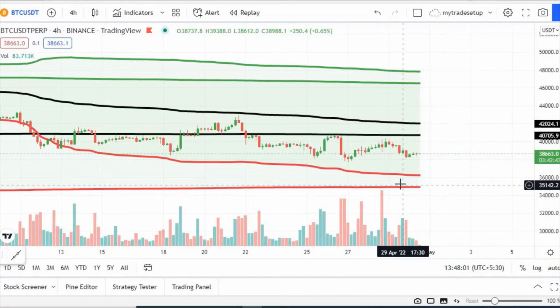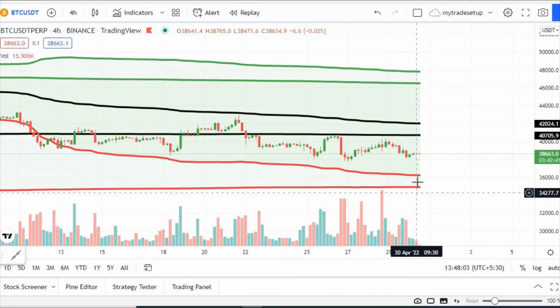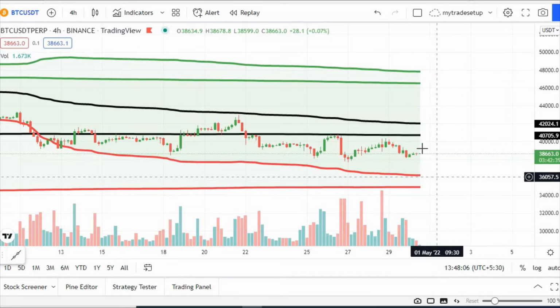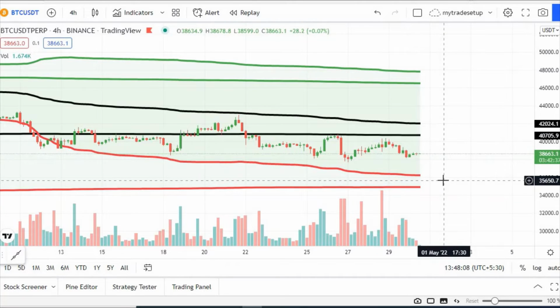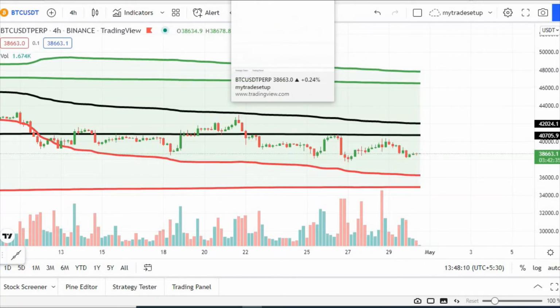It'll just go like this. So I won't expect any huge move. Maybe one candle down, one candle up, but for the next 24 hours I'm expecting it to trade between 39,000 and 38,000.